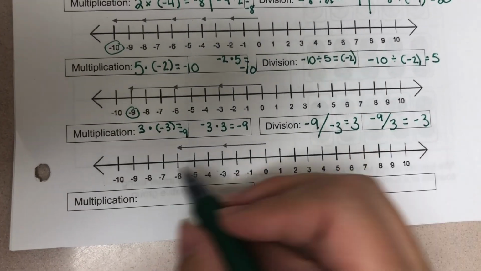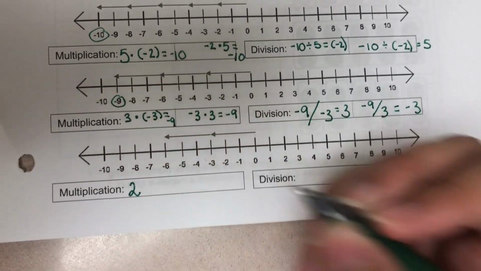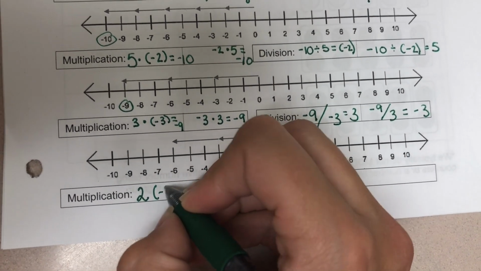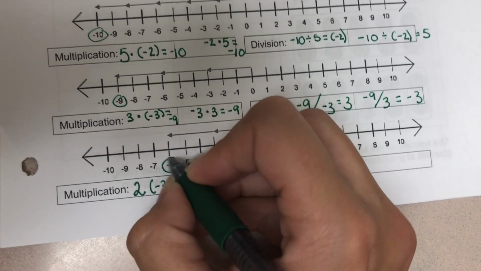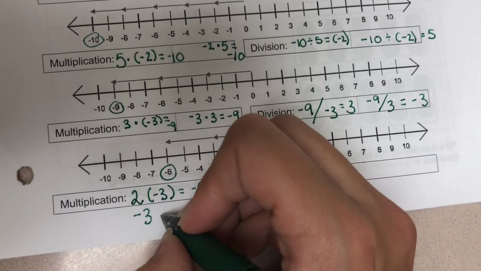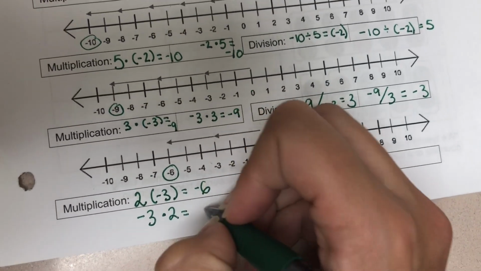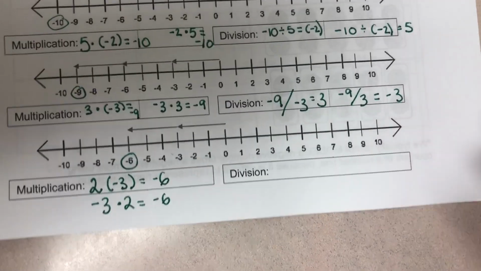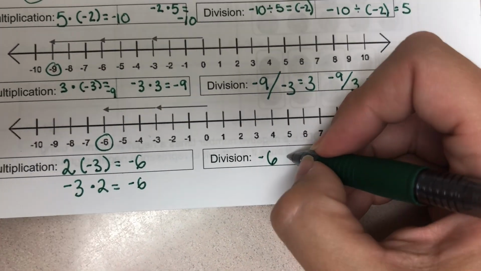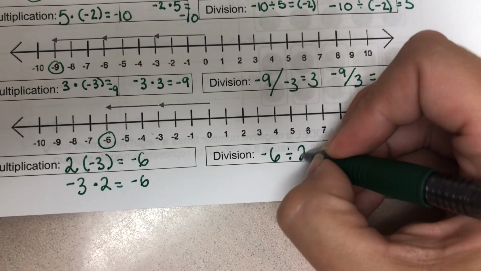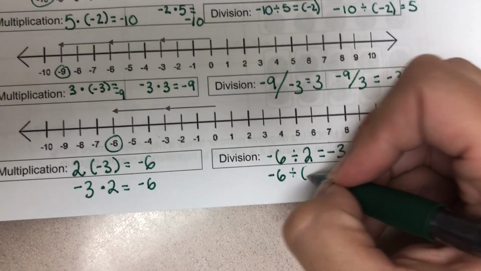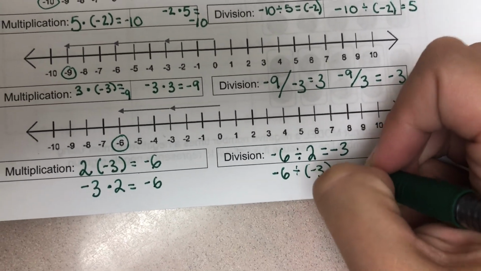For our final one, we have 2 groups. So the positive number is 2 because that's how many arrows, and each of them are going negative 3. That ends us here on negative 6. It would be fair to rewrite this as negative 3 times 2, giving me negative 6 as well. My division fact family then would be negative 6 divided by 2 is equal to negative 3, and negative 6 divided by negative 3 equals positive 2.